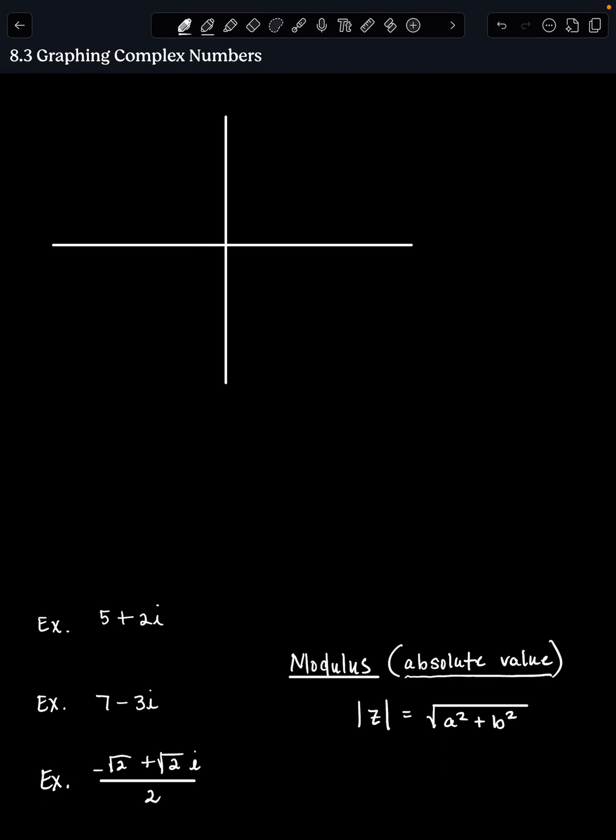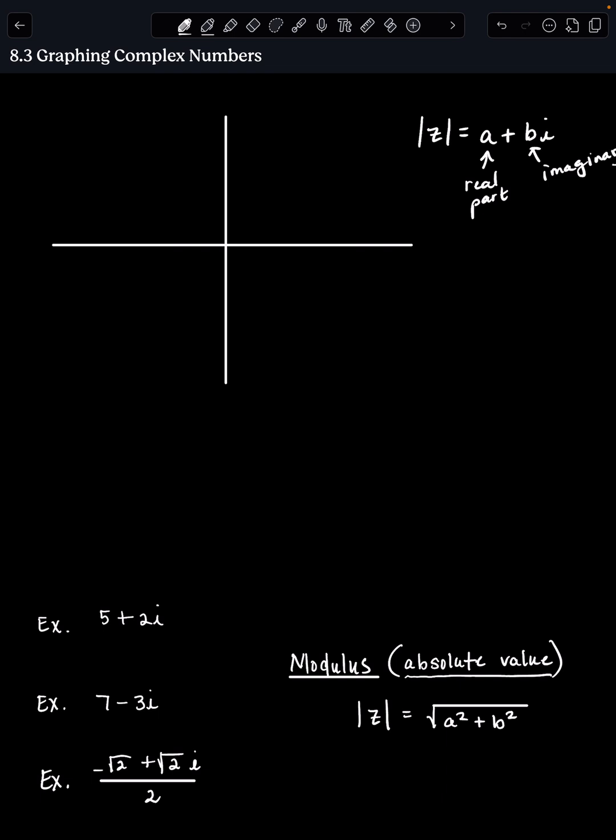Okay, 8.3, we're going to start off by graphing complex numbers. If you need a review on what a complex number is, you need to click on the link that is in Canvas and go back and review. Mainly for this section, you need to recognize that our complex numbers are in the form a plus bi, where a is the real part and b is the imaginary part. Not the i part, just the b part.